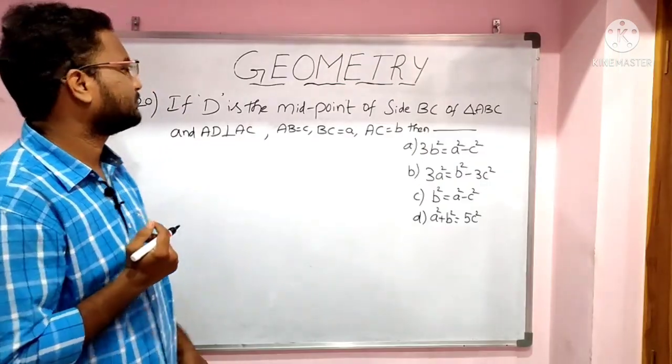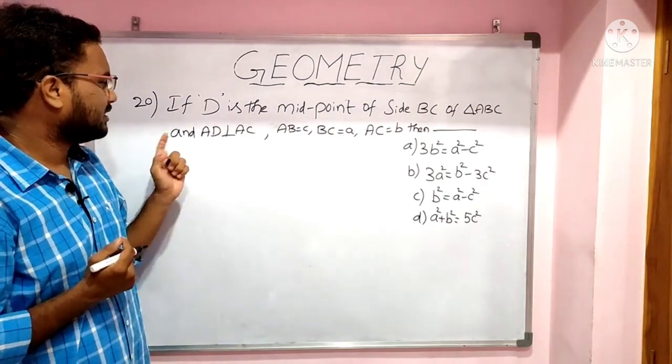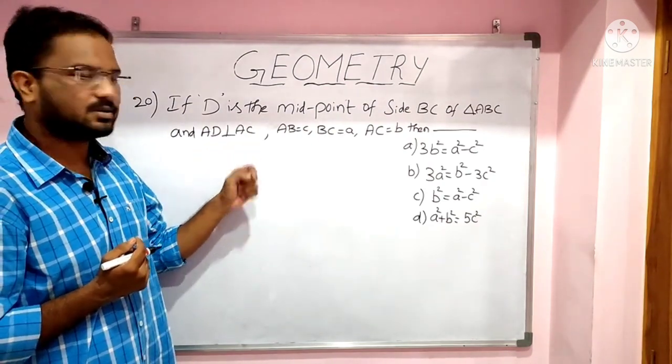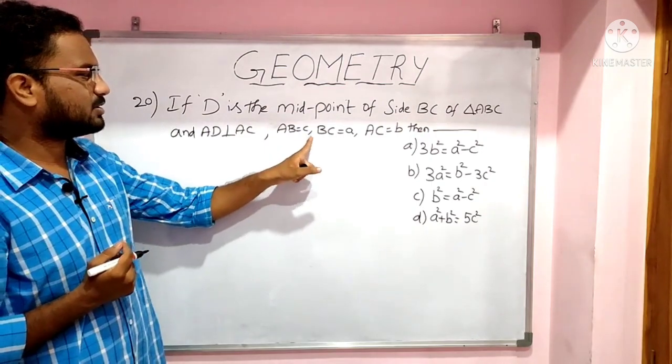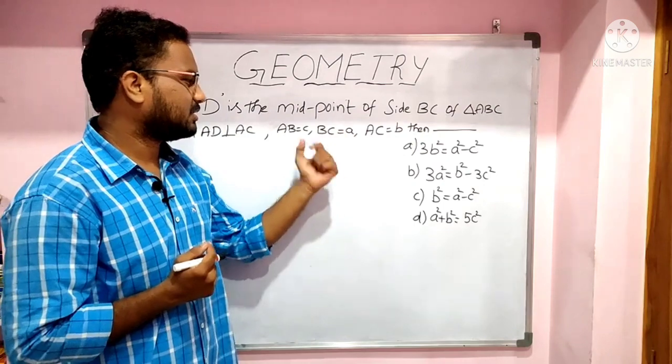Next problem. If D is the midpoint of side BC of triangle ABC and AD is perpendicular to AC, AB equal to small c, BC equal to small a and AC equal to b, then we need to find the relation between a, b and c.